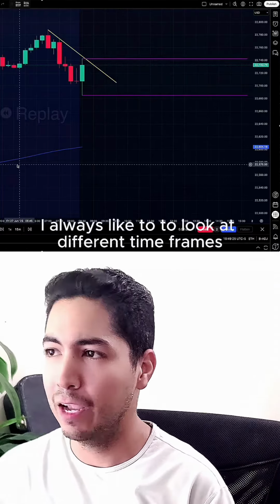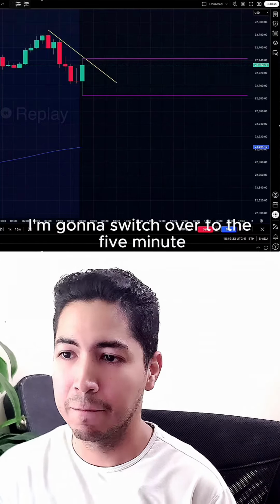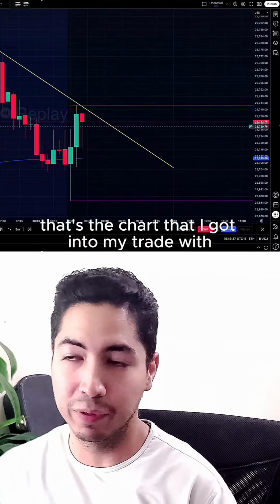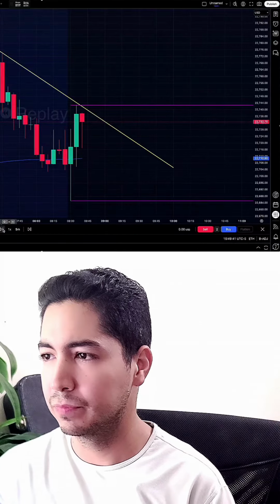I always like to look at different time frames. I like to see the 15-minute, the 5-minute, and the 1-minute. So in this case, I'm going to switch over to the 5-minute. That's the chart that I got into my trade with, and I'll show you exactly where. All right, let's go ahead and play it out.